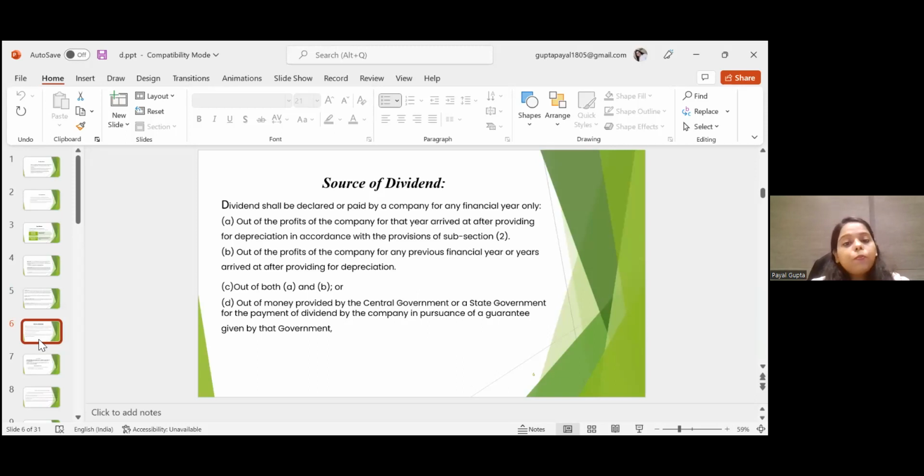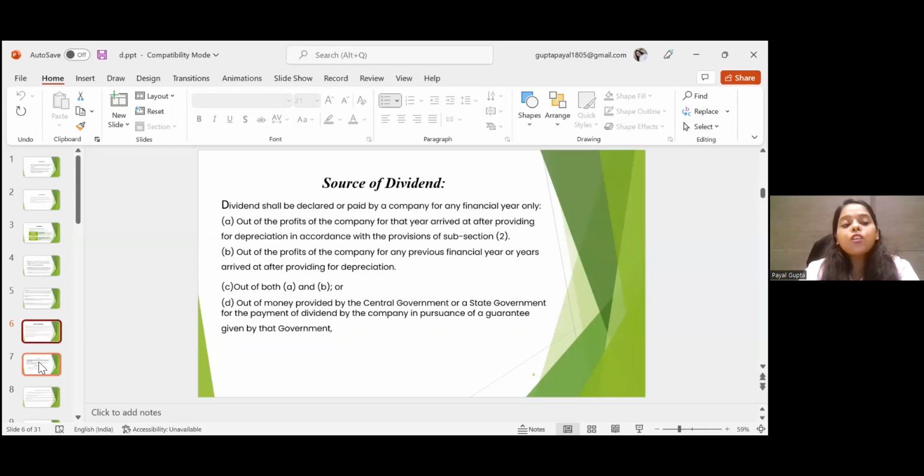या फिर दोनों से, इस ईयर का भी ले लो या पिछले ईयर्स का भी ले लो, पुराना मिला के ले लो. Or out of the money provided by central government or state government for payment of dividend by company pursuant of guarantee given by that government. अगर guarantee government ने दिया है तो वो एक फंड अमाउंट ट्रांसफर करते हैं कंपनी को, जिससे हम आपको डिविडेंड दे सकते हैं, उस अमाउंट से डिविडेंड.